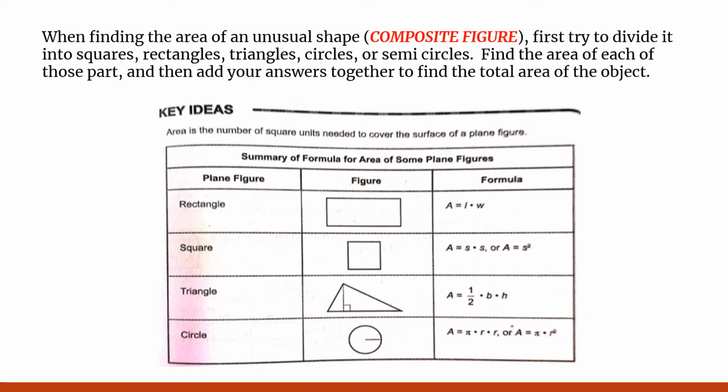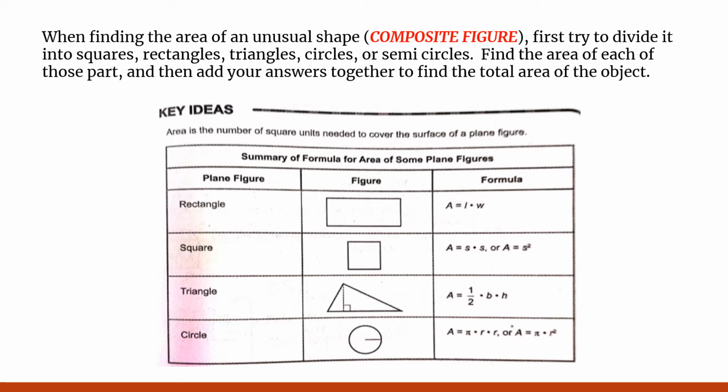For us to attain our objectives today, we need to consider this. When finding the area of an unusual shape o yung tinatawag nga natin composite figure, at first, try to divide it into squares, rectangles, triangles, circles, or semicircles. Meaning to say, dahil composite figure siya, binubuo siya ng iba't ibang shapes, if possible, hahati-hatiin natin ito into different shapes. Okay? And then, find the area of each of those parts. Yun, kukunin daw natin ang bawat area nung ating paghahati-hatiin. And finally, add your answers together to find the total area of the object.